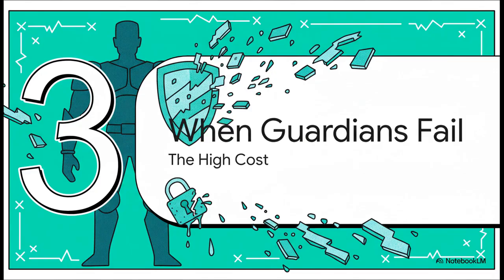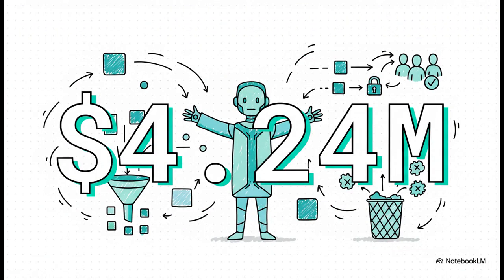So what happens when these guardians fall asleep on the job? When the checkpoints are weak, or maybe they're not even there at all? Well, the stakes get incredibly high, and it can affect everything from your business strategy to your legal standing. Let's just put a number on this to make it real. According to one major report, the average cost of a single data breach is a jaw-dropping $4.24 million. That's the cold, hard financial reality of what happens when these output controls fail.